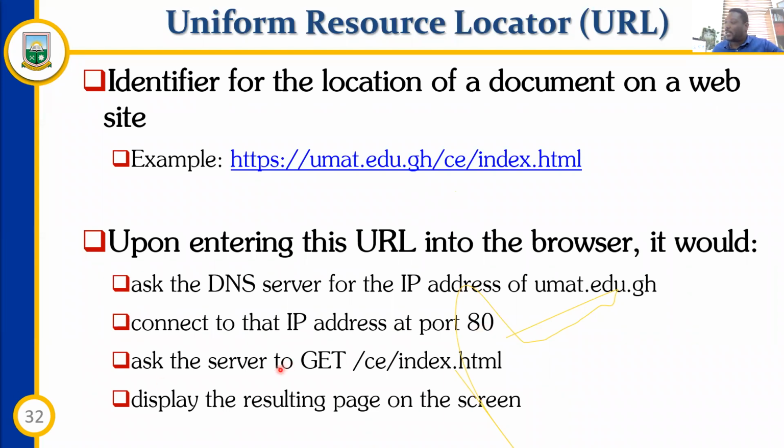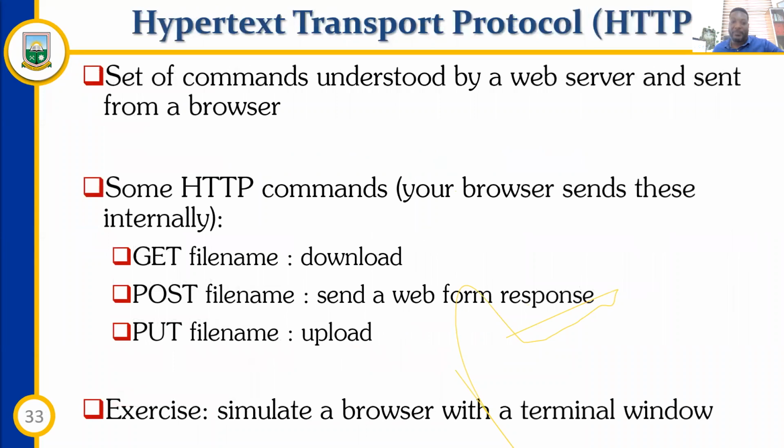And it asks to get CE because CE is here, and it opens this particular file. And at the end of the day, it will display the resulting page on the screen for us to see, which we just saw. So the hypertext transport protocol, as you can see, these are a few commands that HTTP always uses. To get a file, it downloads; to post a file, it sends a web form response; and to put a file, it uploads a file.